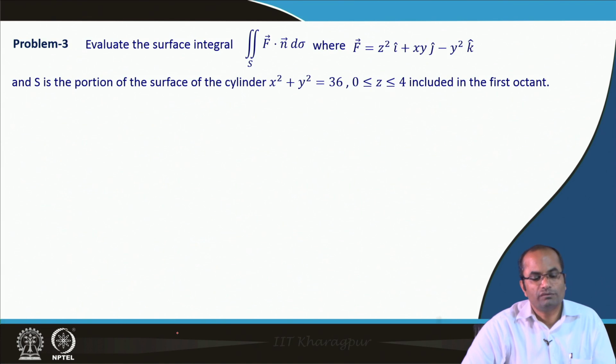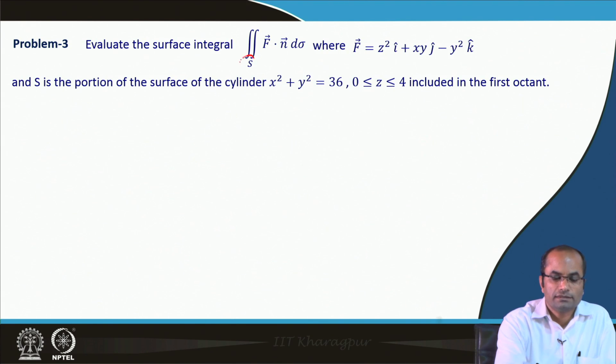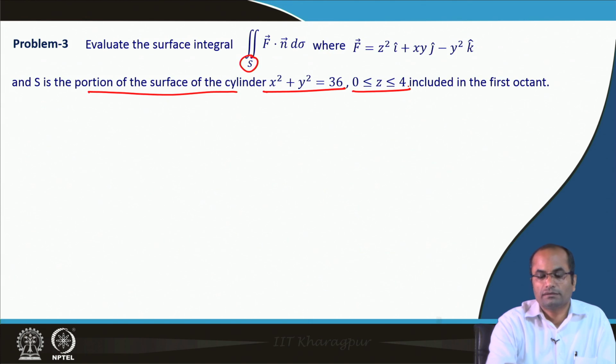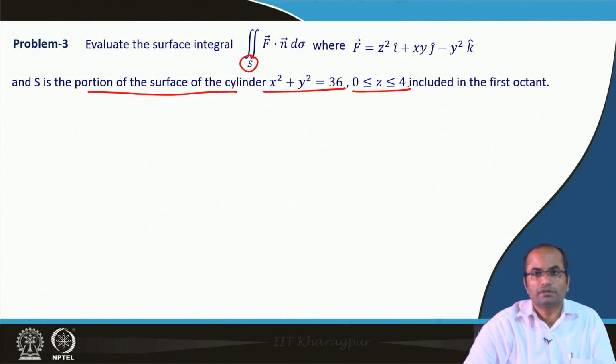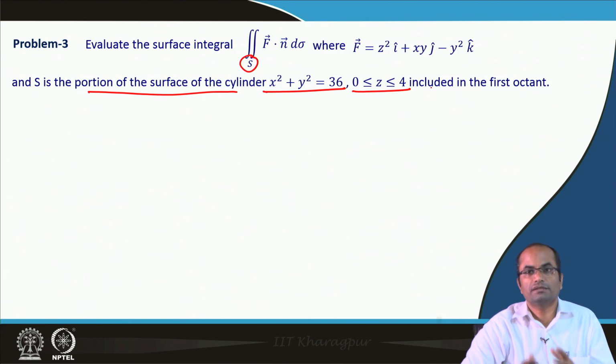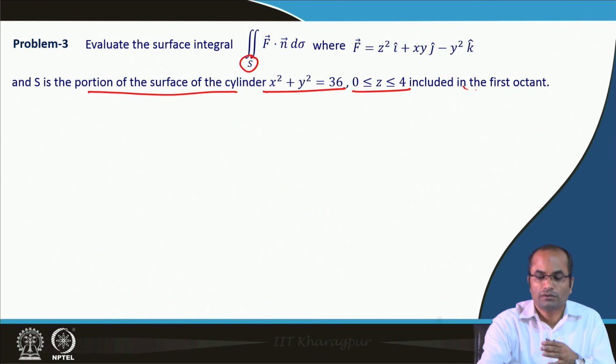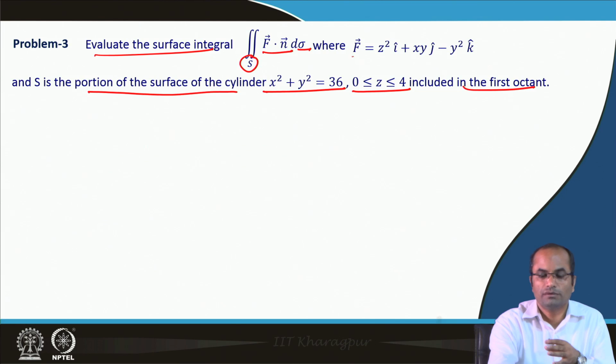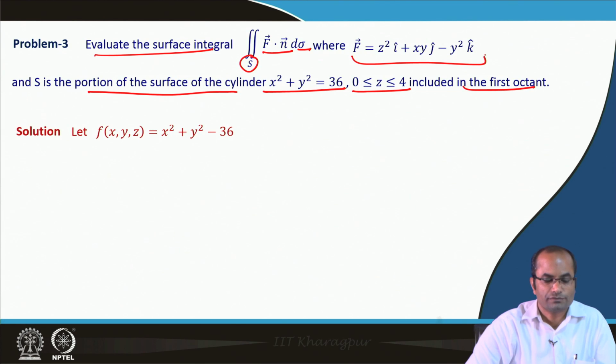Okay, so, another example where we will evaluate this surface integral over S. S is a portion of the surface of the cylinder. So, we have again a cylinder, x squared plus y squared is equal to 36, and the axis is parallel to the z axis. The z is varying from 0 to 4 and it is included in the first octant. So, here we want to evaluate the surface integral of f dot n dσ, where f is given by this expression.